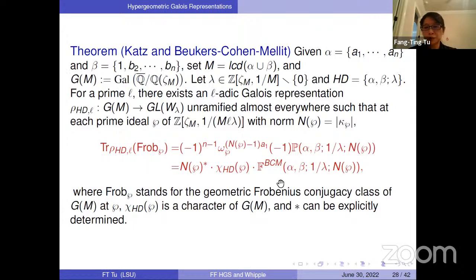the trace, we can also use BCN's HQ function to compute the trace, and they will differ by some power of the cardinality of the residue field, and also another part coming from a character of the Galois group. But here the exponent and this chi can be explicitly determined depending on the hypergeometric data, and I skip the description here. So now we have a Galois representation, and what's the dimension?